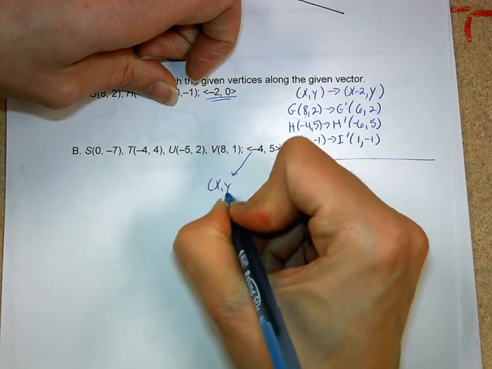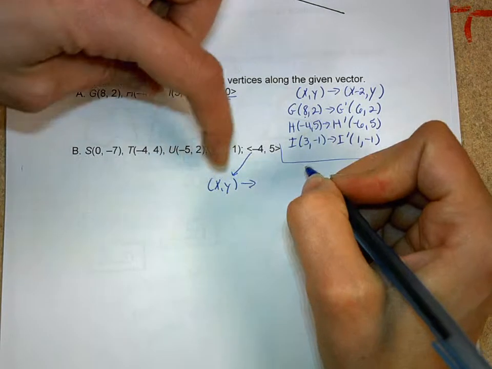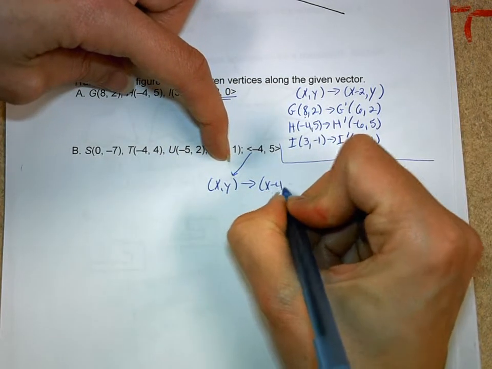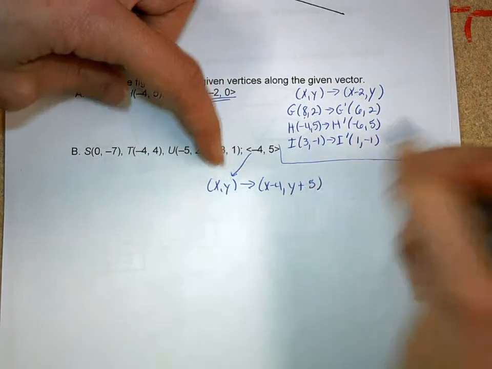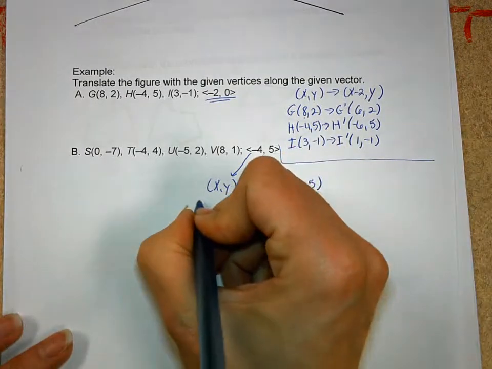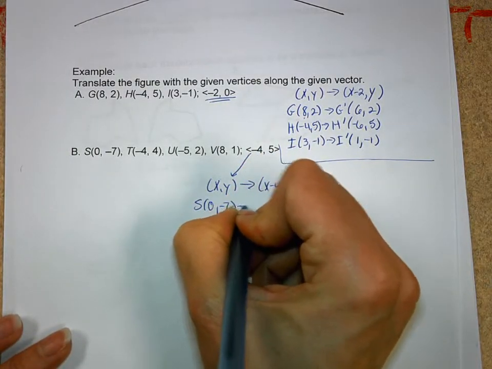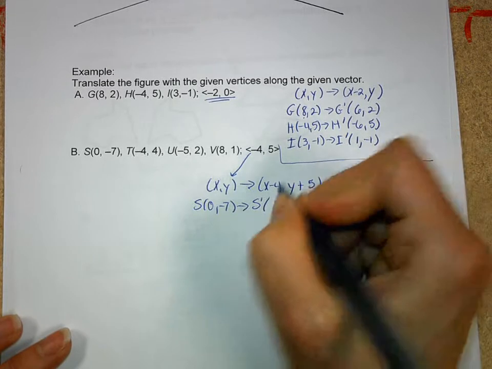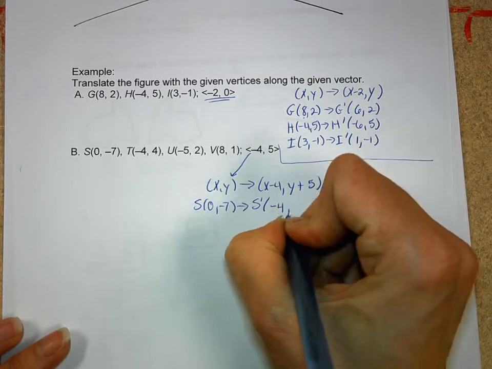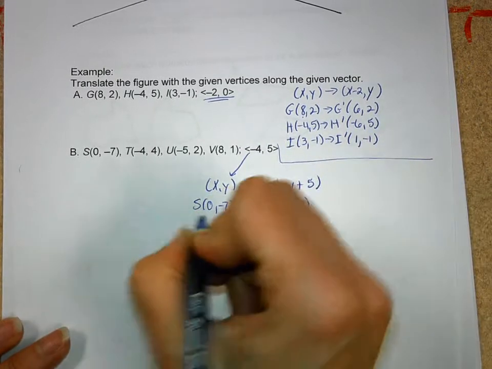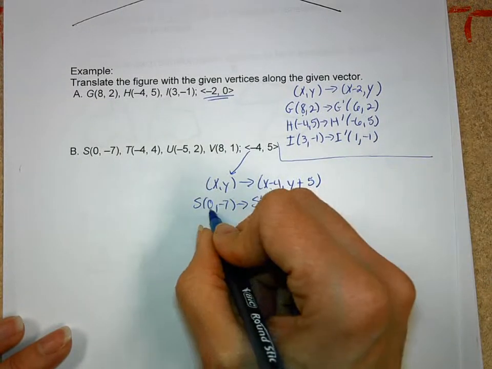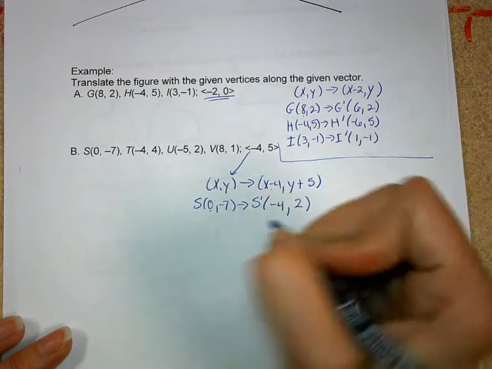So my notation, my arrow mappings here, xy is going to be at x -4, y +5. So we plug them in. We got s is at 0, -7. So s prime is going to be at -4, 2. Because I subtract 4 from my x and I'm going to add 5.